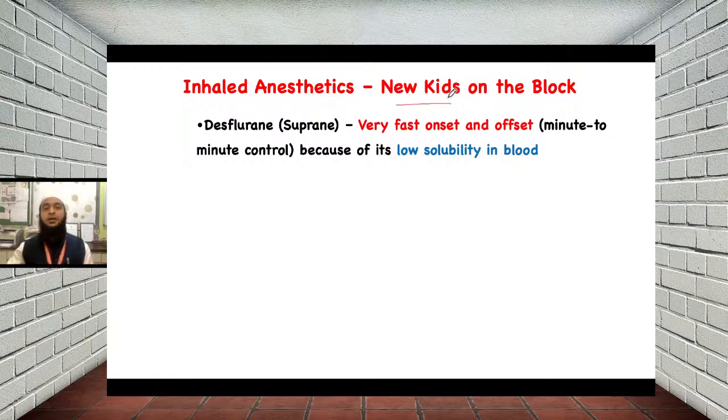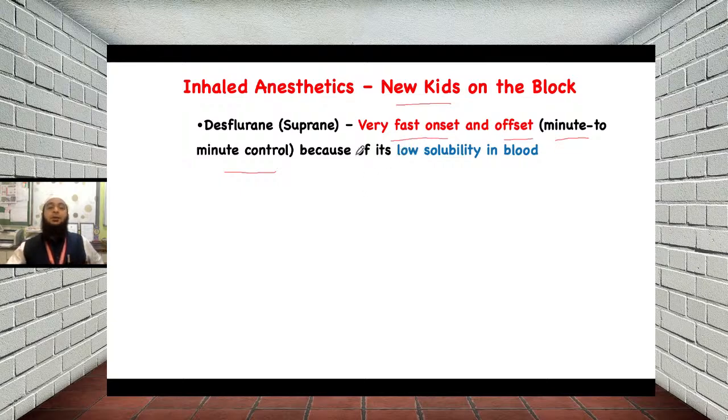Okay, so desflurane is one of the new kids on the block. The advantage is that it has very fast onset and offset. Since it has a very fast onset of action, and you can quickly control its dose as well, the benefit that the anesthetist gets is minute to minute control of the anesthesia. If you want to induce anesthesia, the moment you give desflurane it will quickly induce the anesthesia, and the moment you stop the dose of desflurane, the patient will quickly recover without any residual effect. And why is it possible?